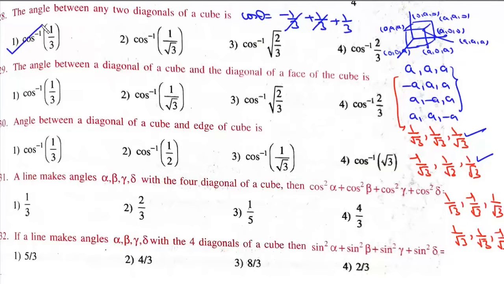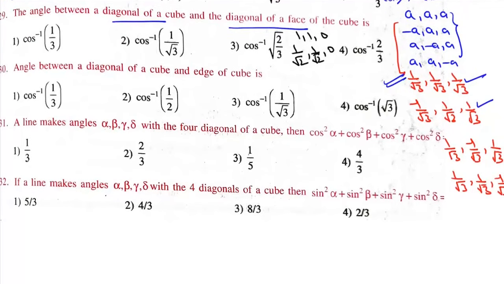Now the next one is the angle between a diagonal of a cube and a diagonal of a face of the cube. Now we have the diagonal of the cube, which is 1 by root 3, 1 by root 3, 1 by root 3. Now if we take any one face, now say this face. Now for this face, direction ratios are A minus 0, A minus 0, 0. So we can write direction ratios of the face as 1, 1, 0, or its direction cosines will be 1 by root 2, 1 by root 2 and 0.